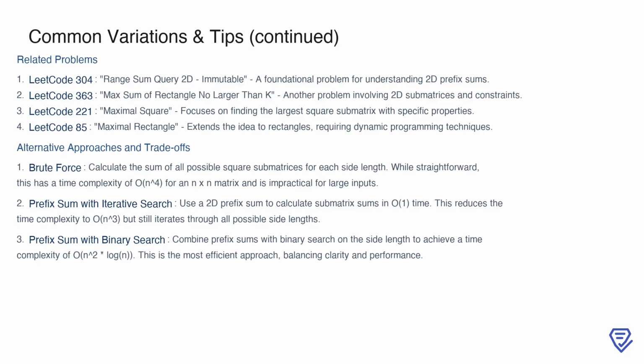Regarding alternative approaches, brute force is the most straightforward but impractical for large inputs due to its n to the power of 4 time complexity. A more efficient method involves using a 2D prefix sum to calculate submatrix sums in constant time, reducing the complexity to n cubed. However, you can achieve even better performance by combining prefix sums with binary search on the side length, yielding an n squared * log n solution that balances clarity and efficiency.